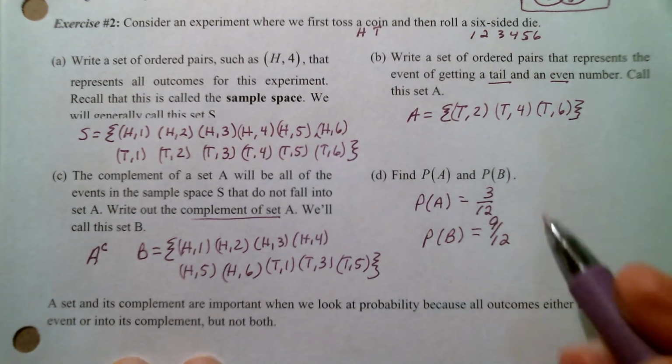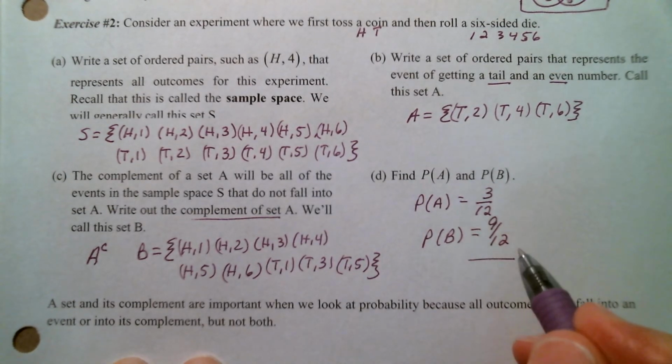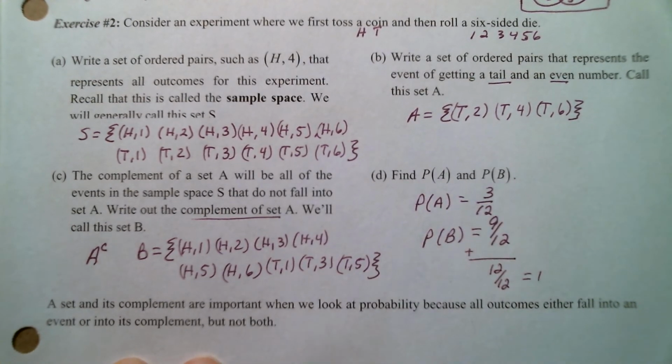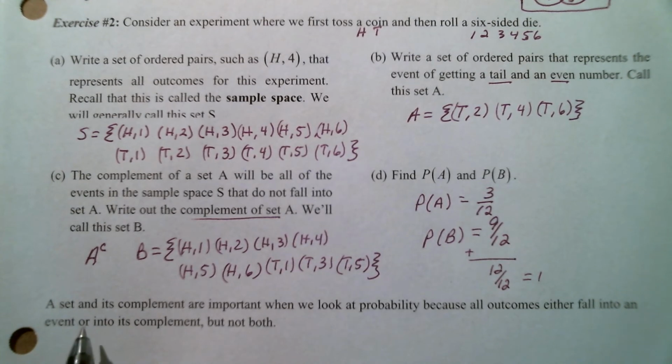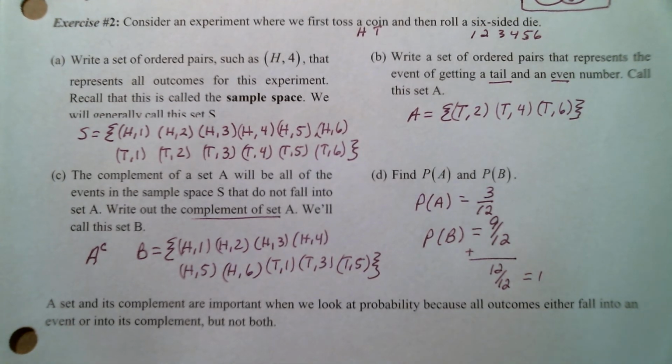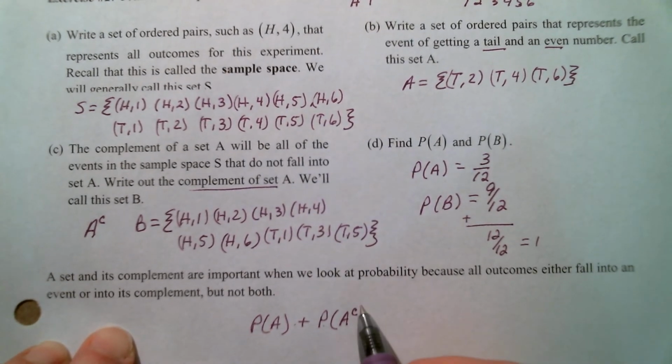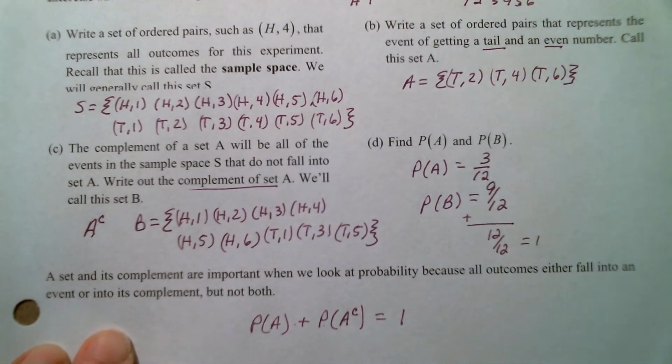What do you notice about these two? If we were to add these, you get 12 out of 12, which is equal to 1. So we have the statement: a set and its complement are important when we look at probability because all outcomes either fall into an event or its complement, but not both. So the probability of A plus the probability of its complement, A with the raised C, A complement, is equal to 1.